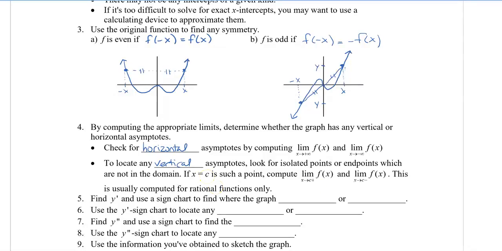And we can check this by looking at the denominator of a rational function. So if x equals c is such a point, we can compute the limit of f of x as x approaches c from the right or from the left, and it will give us the vertical asymptote. Now, like I said, this is only done when it's a rational function because polynomials won't have any vertical asymptotes. Actually, they won't have any asymptotes. So next we're going to find our first derivative, y prime, and then use a sign chart to figure out where the graph increases or decreases.